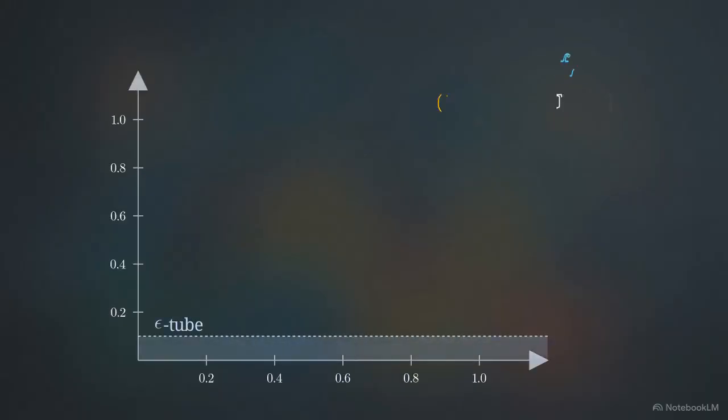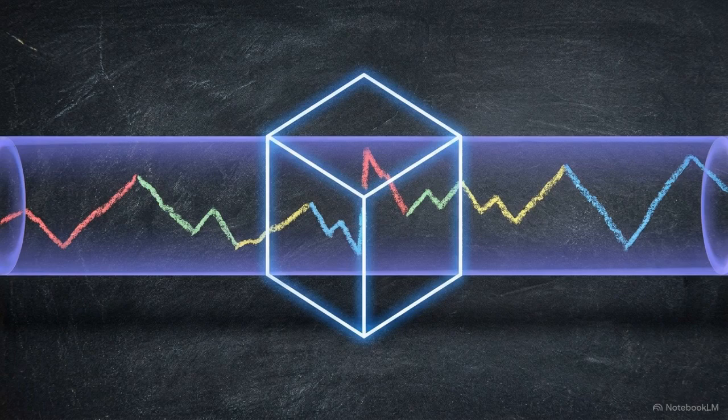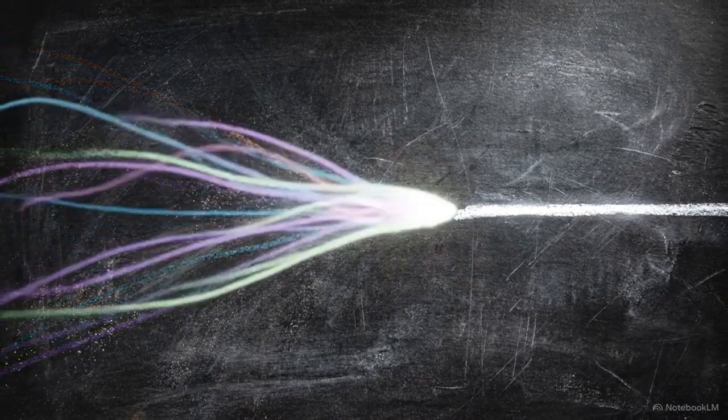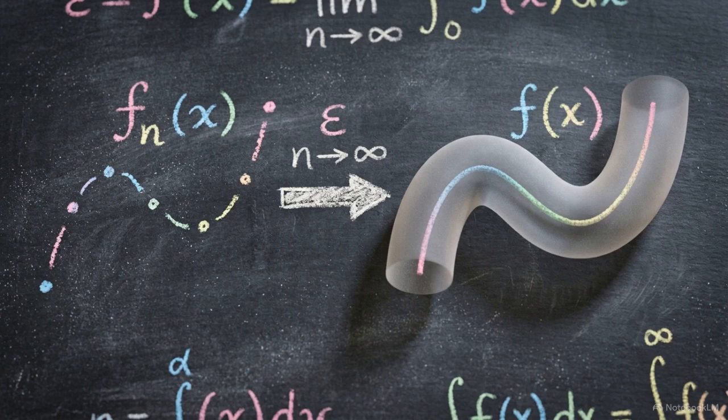This resolves the problem we saw with the x to the n sequence, where continuous functions produced a disconnected limit. Structural breaks like that are impossible within an epsilon tube. If every part of the curve is forced to stay close to the limit function at the same time, the limit cannot suddenly disconnect. This leads to a central theorem. If a sequence of continuous functions converges uniformly, the resulting limit function is guaranteed to be continuous.